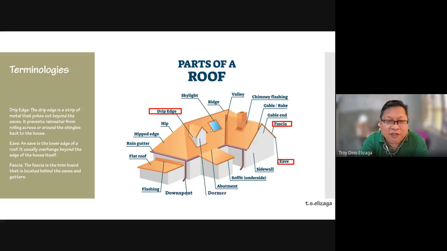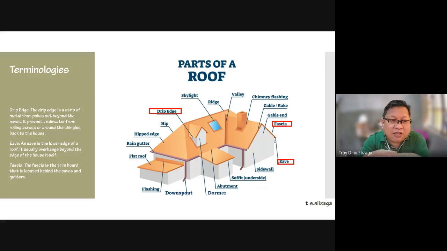Then the eave, since we mentioned the eave, is the lower edge of a roof. It usually overhangs beyond the edge of the house itself. So you have the wall, and then you have the roof, but then it extends a little farther, and that portion from the wall to the edge of the roof is the eaves. Okay, so it's the overhang. Some people would simply call it overhang, but technically for architects it's called the eaves.